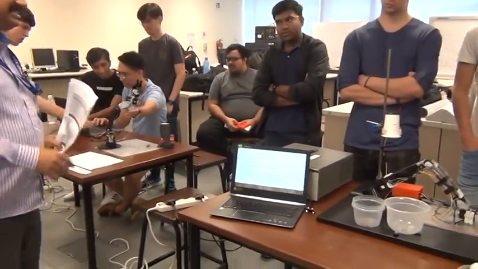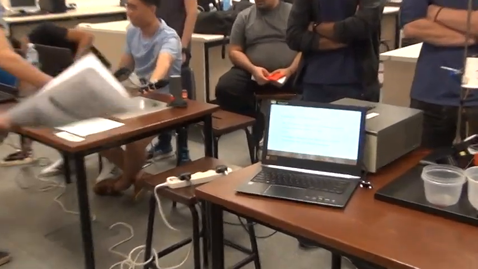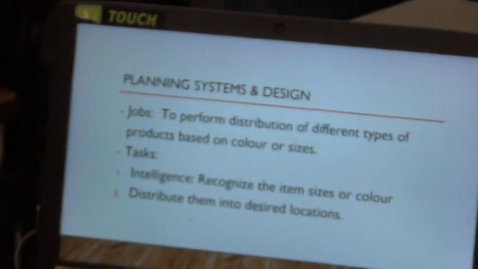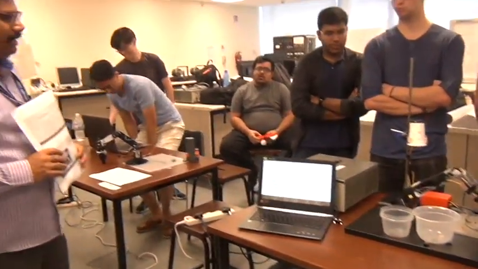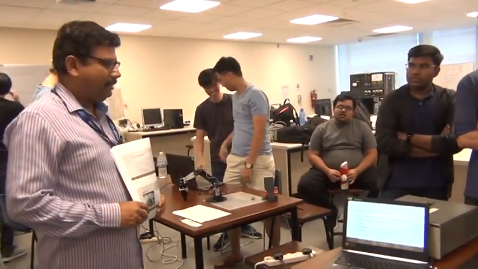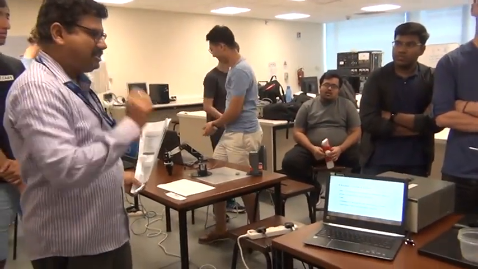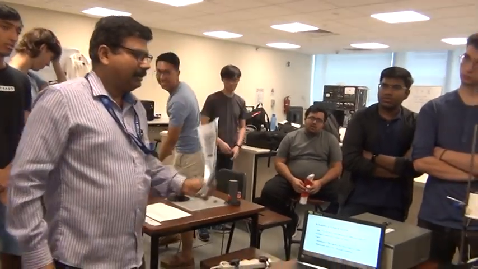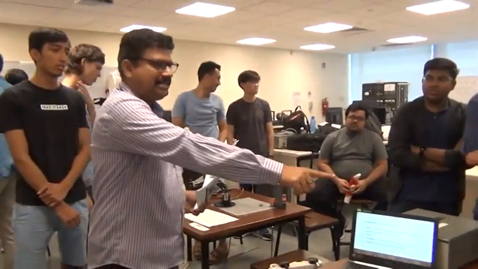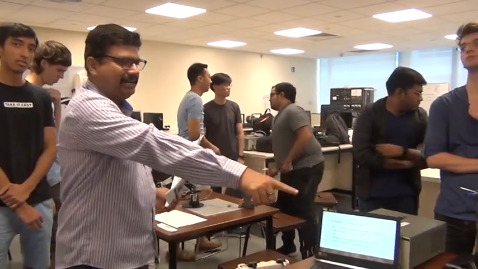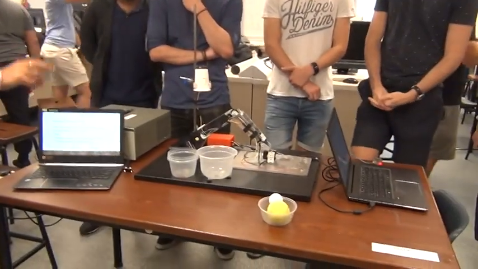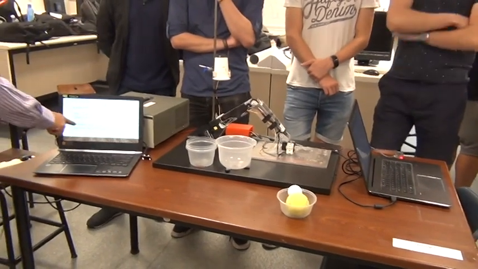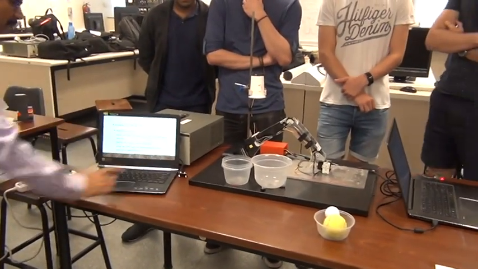Okay, now let us see the jobs which we have assigned to this robot to perform: distribution of different types of products based on color or sizes. The intelligence given to the robot is via recognition of item sizes or color. So it will identify various sizes and also different colors and place them according to their assigned locations, and then distribute them into desired locations.